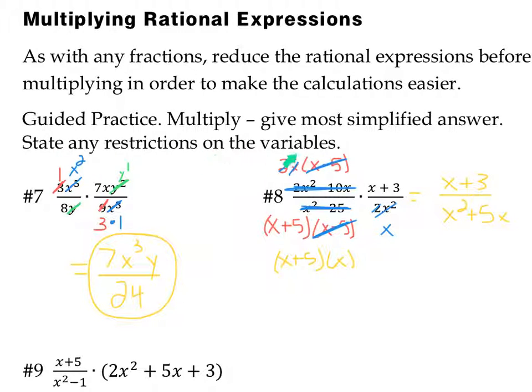I'm going to state any restrictions. So I just want to talk about multiplying them first. Now let's talk about restrictions here. We want to go back to our original problem. Okay, so I'm going to do some erasing here just so we can see the original problem again. But remember, we had those there to cancel things out.